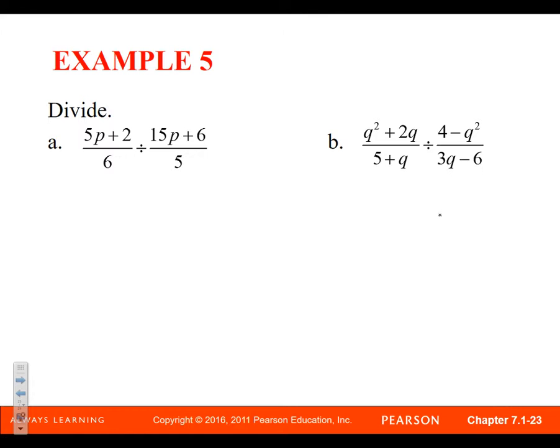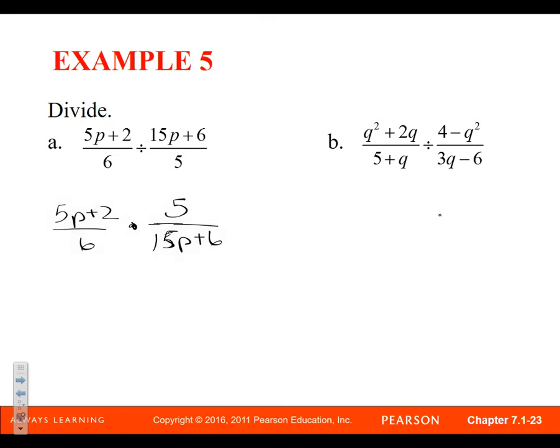Looking at this first one, I'm just going to rewrite this. That is (5p plus 2) over 6, and I'm multiplying that by 5 over (15p plus 6). That's a horrible 5. I can do worse than that. Is that better? That's ugly too. Anyways, I'm going to try to multiply this, but I want to see if I can simplify it first, because I don't want to do that at the end. It gets kind of weird.